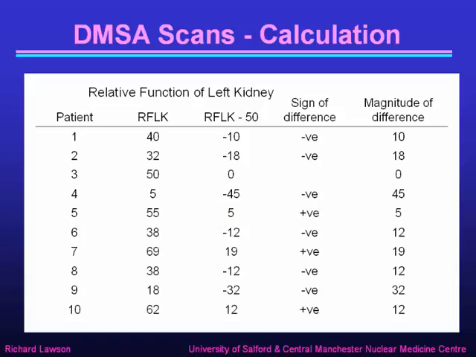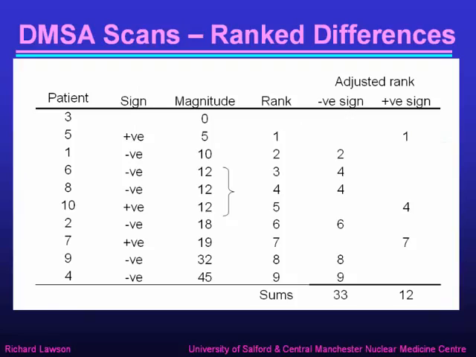The next step is to arrange these into increasing order of magnitude, ignoring the sign. If we look at the data, patient number 3 is the smallest with a 0 difference, and then we've got patient 5 who has a difference of 5, followed by patient 1 who has a difference of 10. So here I've arranged the same patients into increasing order of magnitude, starting with patient 3 with 0 difference, patient 5 with a plus 5 difference, patient 1 with a minus 10 difference, and so on.